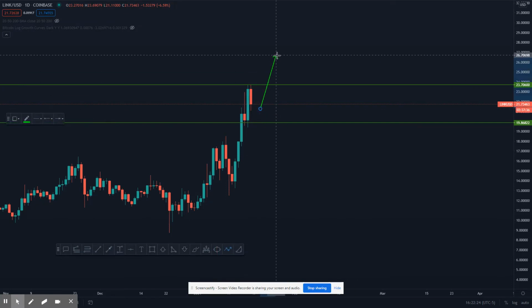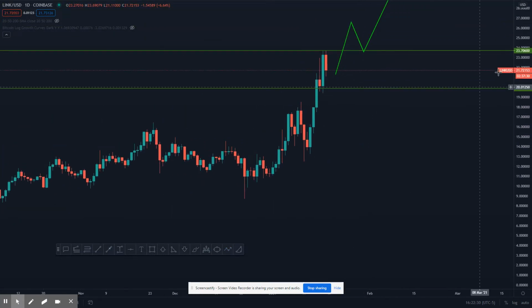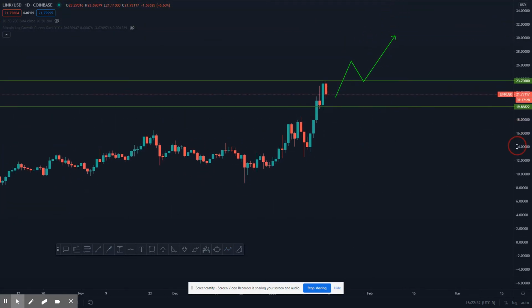We want the price to break, come back, retest, boom, and then go higher. These are the trends that we want to see in an upward trend market. We got one right here. We got expansion, boom. Then we got a pullback, boom.